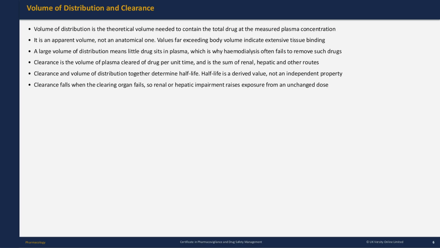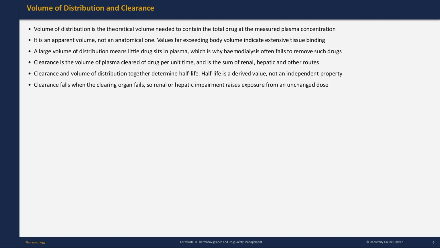Volume of distribution and clearance. Volume of distribution is the theoretical volume needed to contain the total drug at the measured plasma concentration. It is an apparent volume, not an anatomical one. Values far exceeding body volume indicate extensive tissue binding. A large volume of distribution means little drug sits in plasma, which is why hemodialysis often fails to remove such drugs. Clearance is the volume of plasma cleared of drug per unit time and is the sum of renal, hepatic, and other routes.